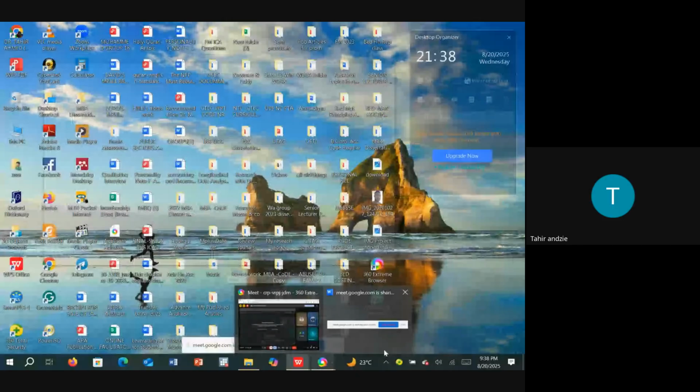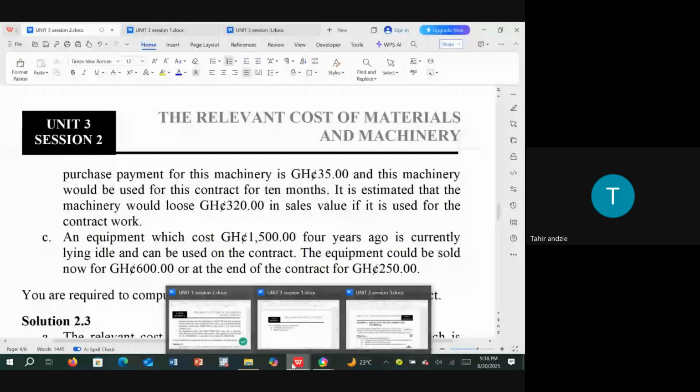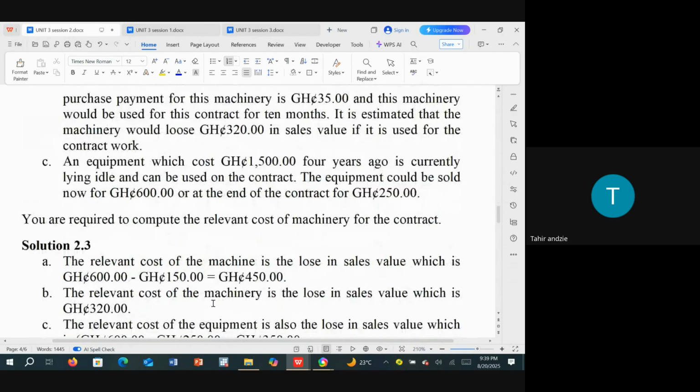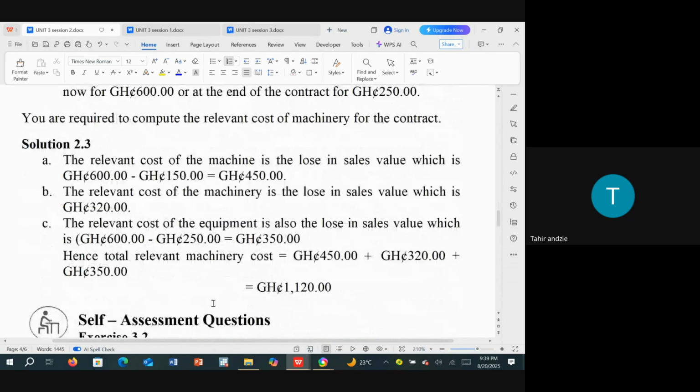Okay. How did you get 350? The equipment could be sold now for 600, and at the end of the contract, sold for 250. So when you subtract 250 from the 600, the fall in the resale value of the asset will be 350. Very good. So that's how it is. So see how the analysis is done.